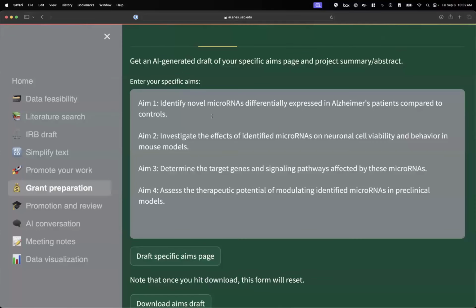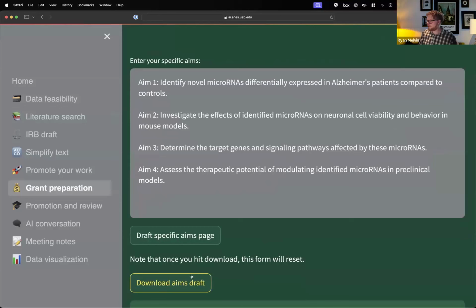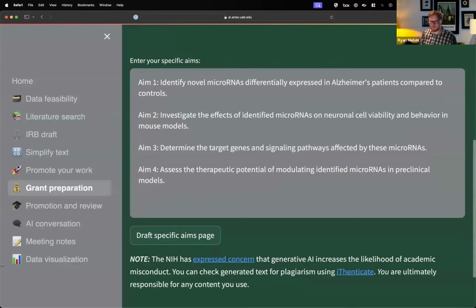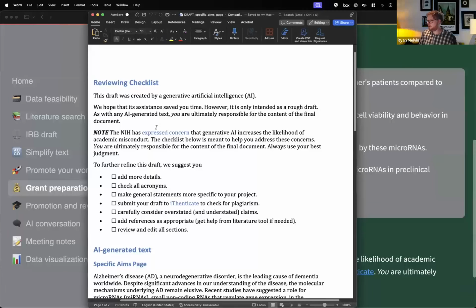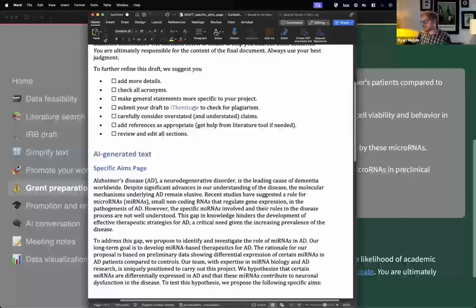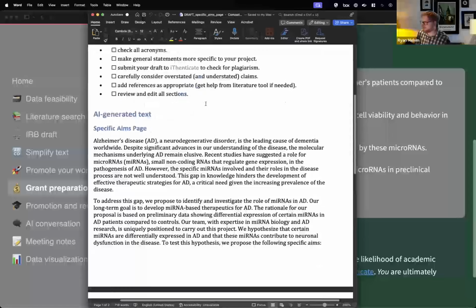That's right. All good. So this one just finished. It drafted our specific aims page. I hit the download button. We again put, don't just submit this. The NIH says you're probably committing academic misconduct if you submit this without editing. We even provide a link to that note from them. We provide a link to Authenticate, so you can check this document for plagiarism.